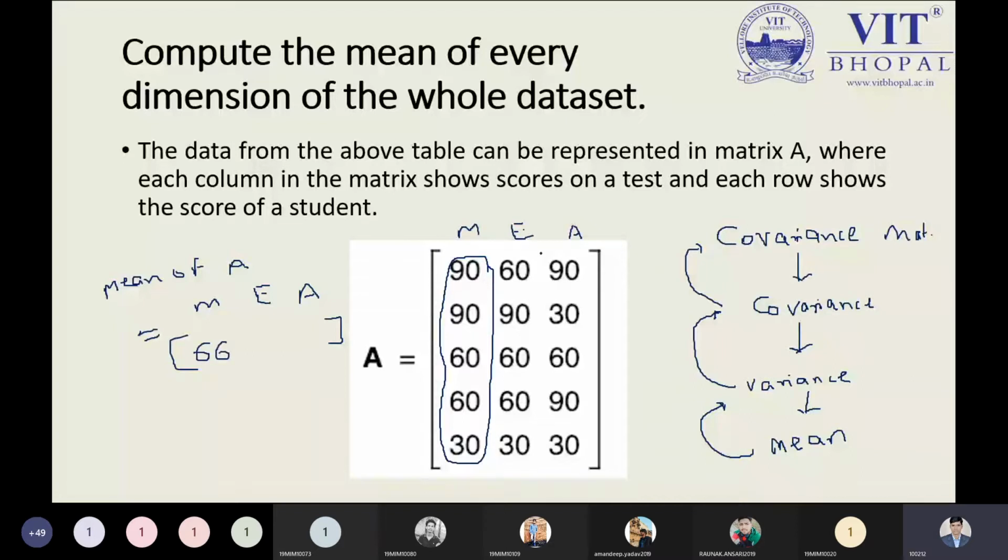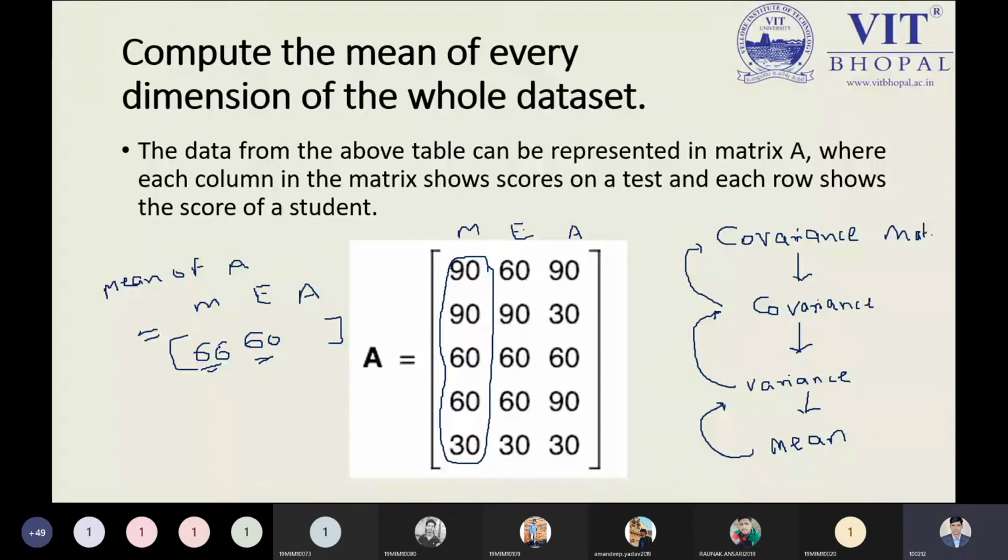And if I calculate the mean of the English subject, then 60 plus 90 plus 60 plus 60 plus 30, so I will get 60. You can calculate. And at the last, can anyone tell me what is the mean of the art? What are you getting? Yes, please tell me what value you are getting. Can anyone tell me?